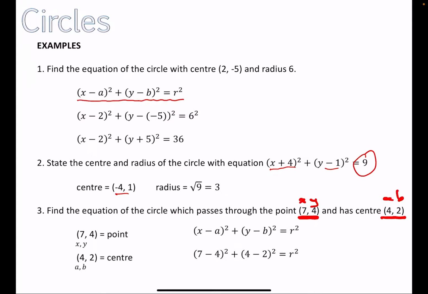So it's going to be 7 minus 4 squared plus 4 minus 2 squared will equal whatever r squared is. So 7 minus 4 is 3, 4 minus 2 is 2, 3 squared and 2 squared gives us a total of 13. So the radius is root 13, but the point is in the actual equation, we don't want to know what the radius is. We actually need to know what radius squared is. So we don't need to worry about square rooting. We can just write x minus 4 squared plus y minus 2 squared equals 13, making sure that these numbers here are the center and not the point on the outside. Okay?